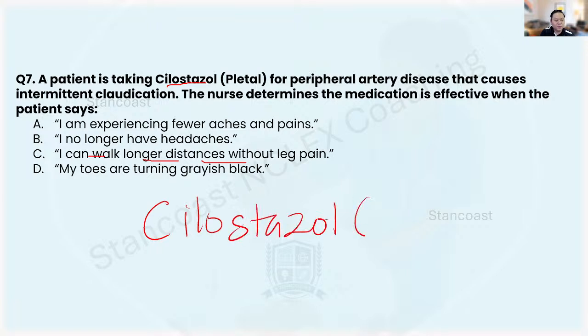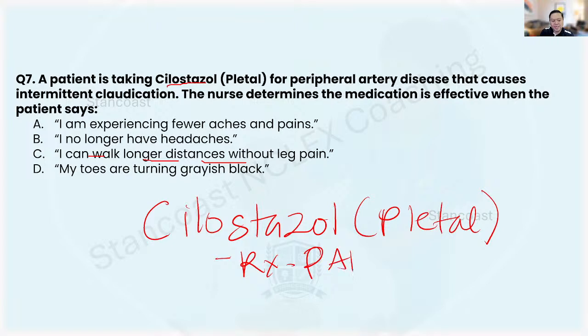Cilostazol, also known as Pletal. This is a medication that is going to be prescribed for a patient with PAD. And again, I want you to think that PAD is poor blood circulation, poor blood supply. There is vasoconstriction. So cilostazol will actually cause vasodilation to promote blood flow to the lower extremities.